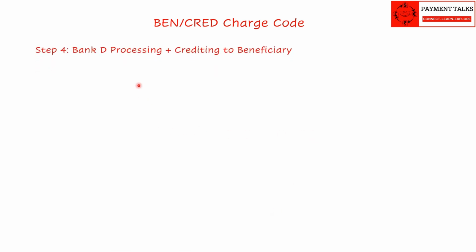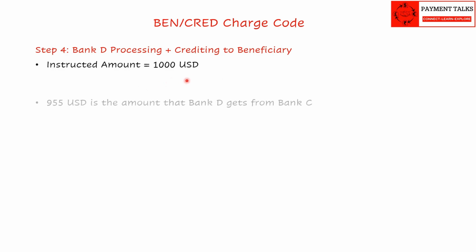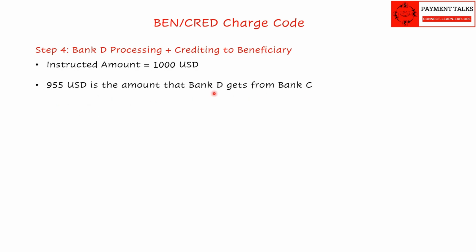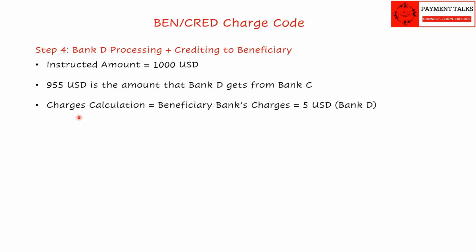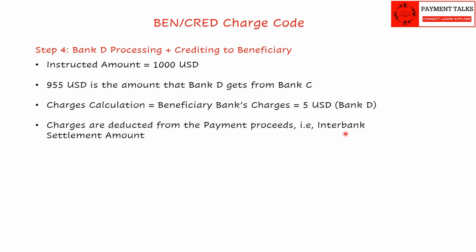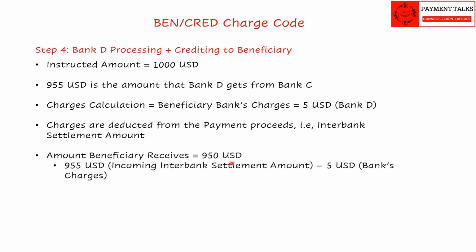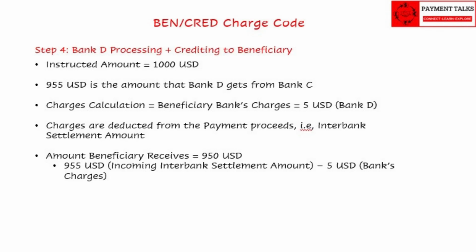Bank D receives the payment with instructed amount as 1000 USD and interbank settlement amount as 955 USD with charge code as BEN. Bank D, after deducting its charges of 5 USD, credits the beneficiary with 950 USD. That is 955 USD minus 5 USD charges of Bank D. Customer will receive 950 USD and the receiver pays all the charges from the proceeds that it was supposed to receive.